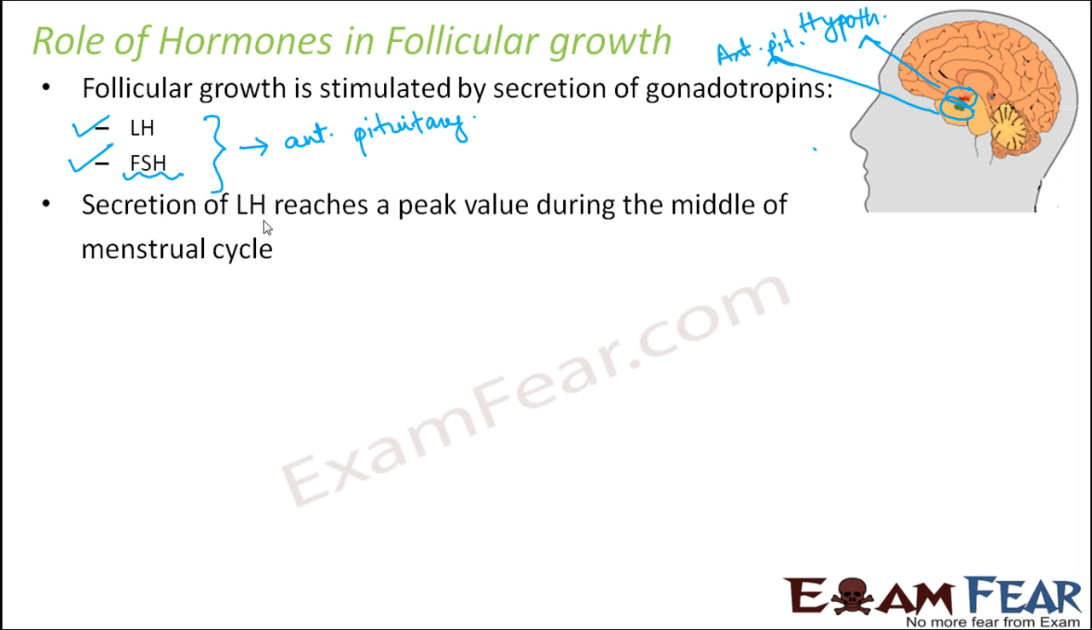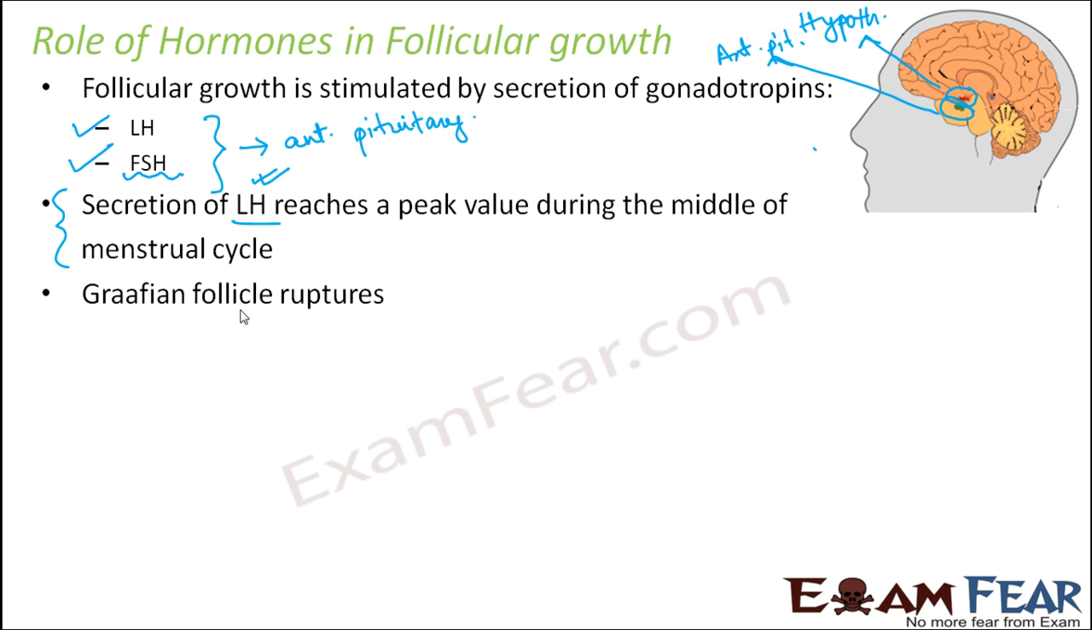Now the secretion of LH reaches a peak value during the middle of the menstrual cycle. When I say menstrual cycle, I am not talking about the process of menstruation. I am talking about the entire cycle. So at the middle of the cycle, the secretion of LH reaches its peak, and when it reaches its peak, what happens? Breakdown of the Graafian follicle occurs at that point.